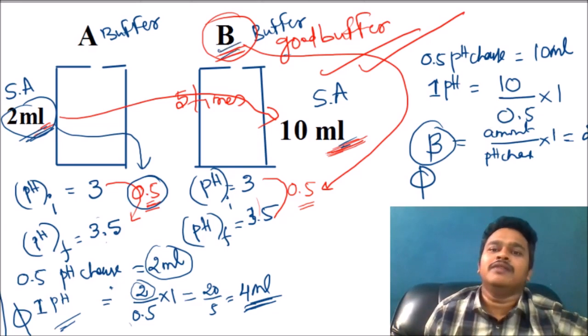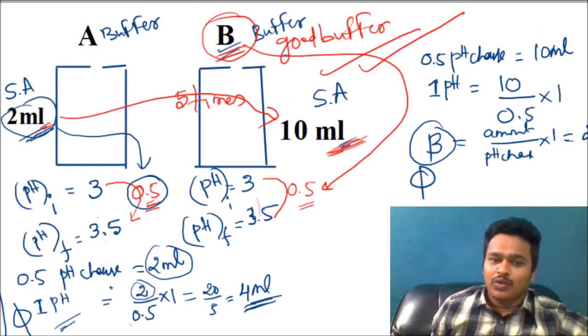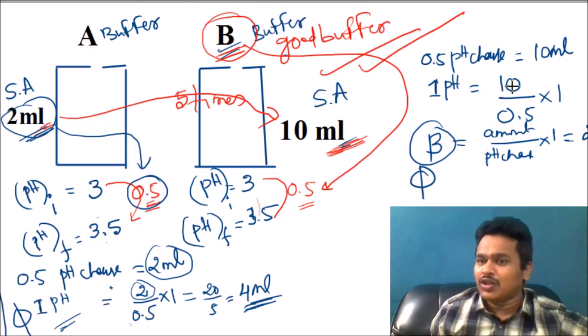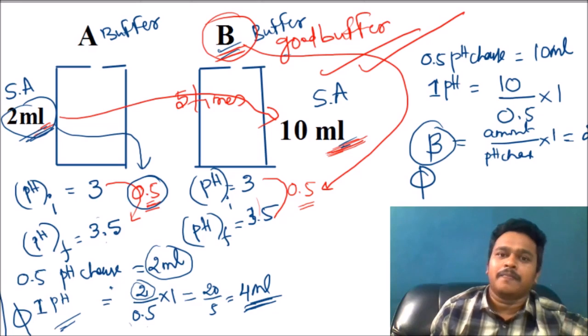Now come to the definition. What am I writing? 2 by 0.5. 2 is nothing but the amount, whatever amount you added. 0.5 is nothing but the change in the pH. Here also 10. What is 10? Amount you added. 0.5, what is 0.5? Nothing but a change in the pH. Amount by change in the pH. That is the definition we are going to study. I will go back again.